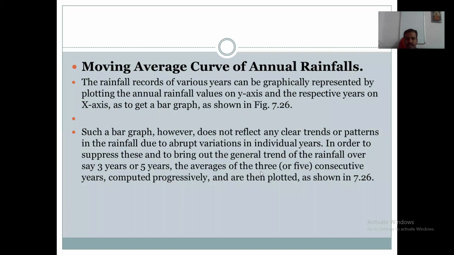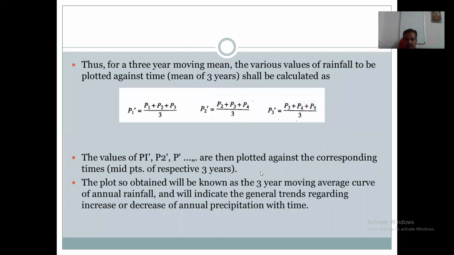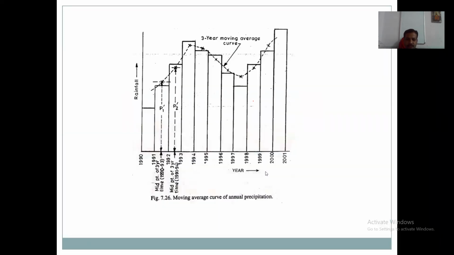Third one is the moving average curve of annual rainfall. That curve which is plotted between average annual rainfall in centimeter and per year, how much the annual average rainfall is there. That graph or curve is known as the moving average curve of annual precipitation.